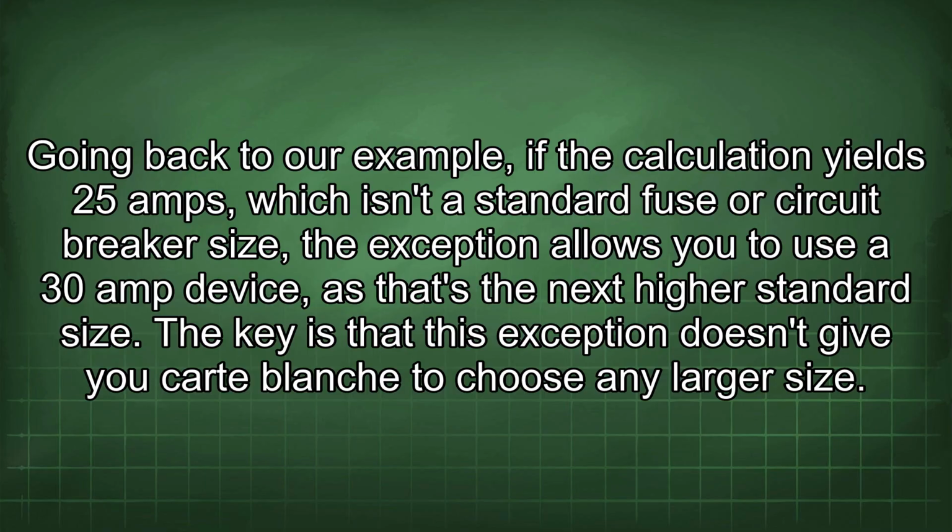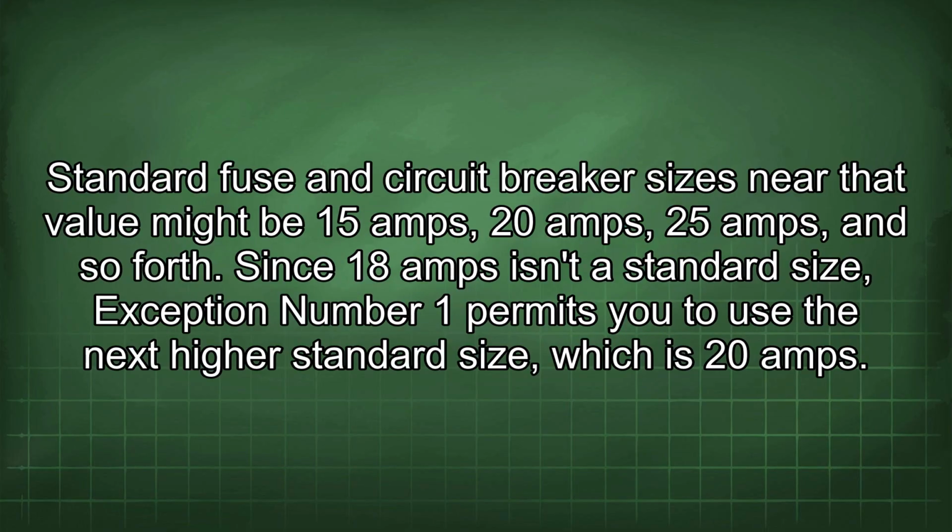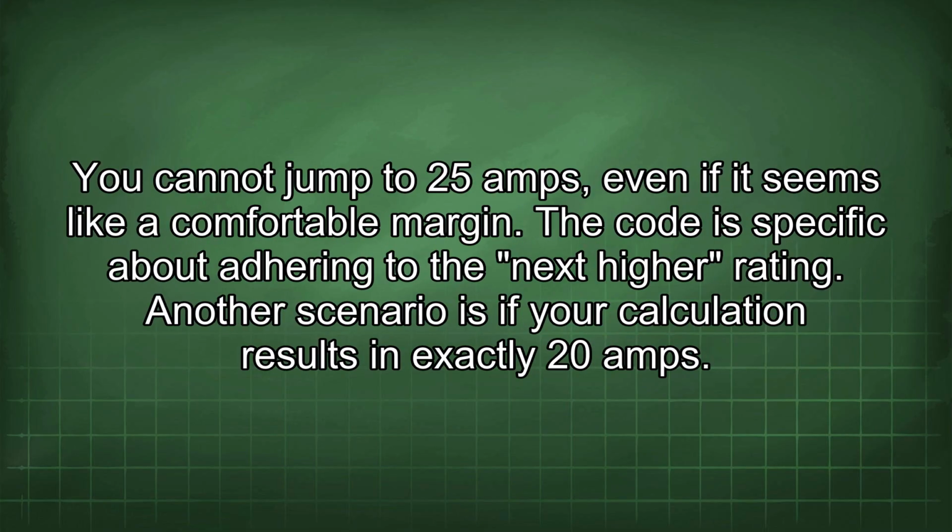The key is that this exception doesn't give you carte blanche to choose any larger size. You're strictly limited to the next highest standard rating. Let's clarify with some examples. Suppose Table 430.52 dictates a maximum overcurrent protection size of 18 amps. Standard fuse and circuit breaker sizes near that value might be 15 amps, 20 amps, 25 amps, and so forth. Since 18 amps isn't a standard size, exception number 1 permits you to use the next higher standard size, which is 20 amps. You cannot jump to 25 amps, even if it seems like a comfortable margin. The code is specific about adhering to the next higher rating.